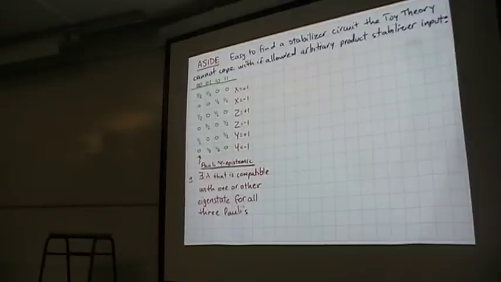let me just have an aside also just to maybe set the stage for what John will talk about later. It's easy to find a stabilizer circuit. So this shows the toy theory works for computational basis input and output. The toy theory can't cope if you're allowed arbitrary product stabilizer input. And here's a simple sort of thing that shows it.